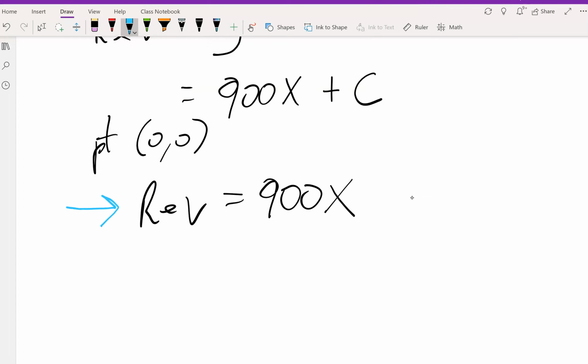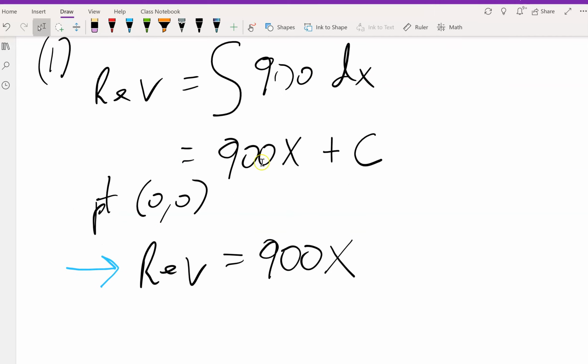We have the revenue function is 900x. Again, I plugged 0 in for x and 0 on this side and solve for c. C is 0. That happens. Sometimes the constant is 0.